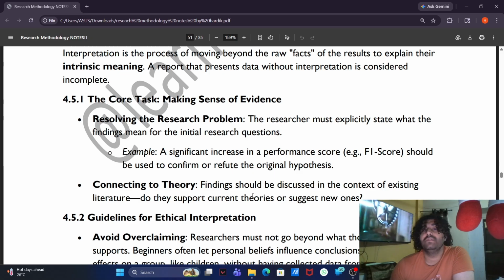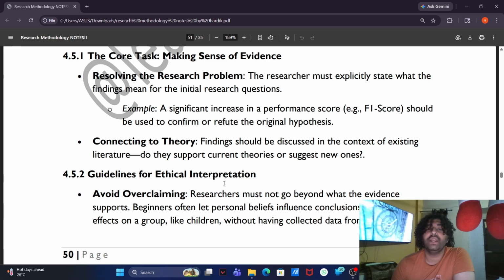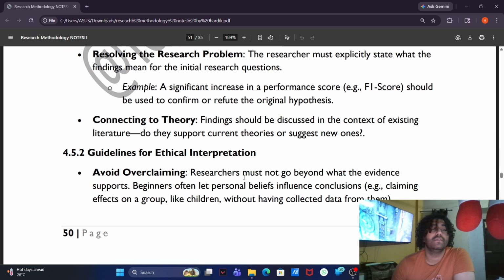Resolving the research problem. The researcher must explicitly state what the findings mean for the initial research question. Example, a significant increase in a performance score, for example F1 score, should be used to confirm or refute the original hypothesis. Connecting to theory. Findings should be discussed in the context of existing literature. Do they support current theories or suggest new ones?